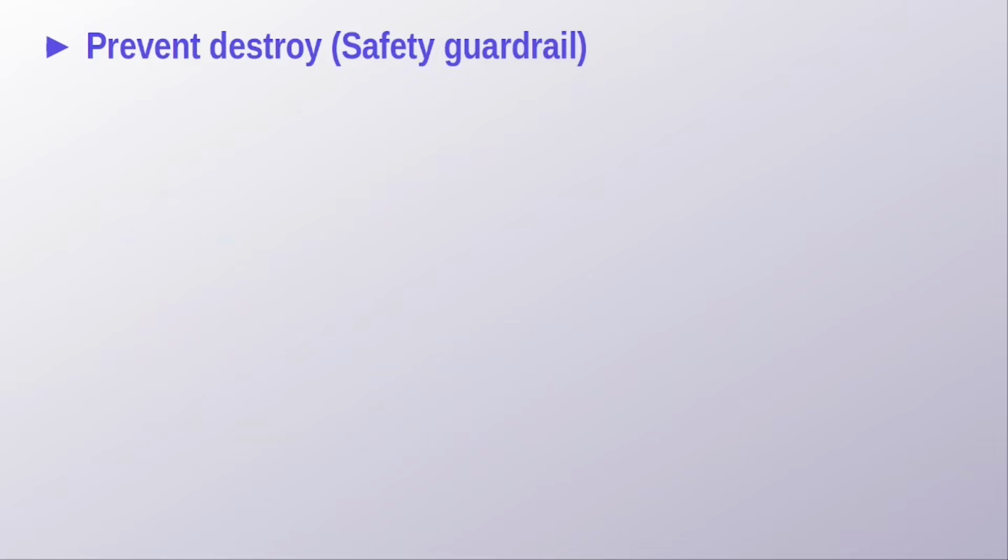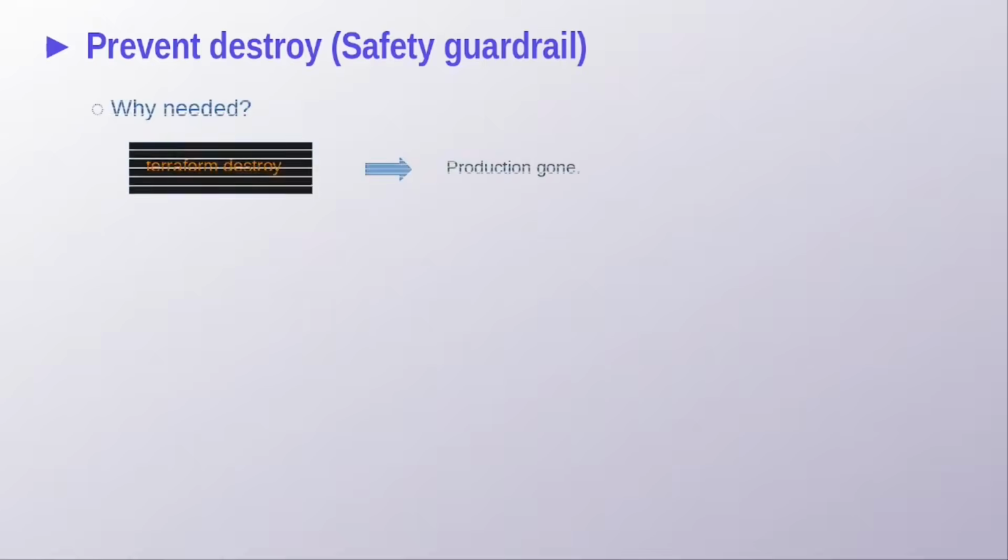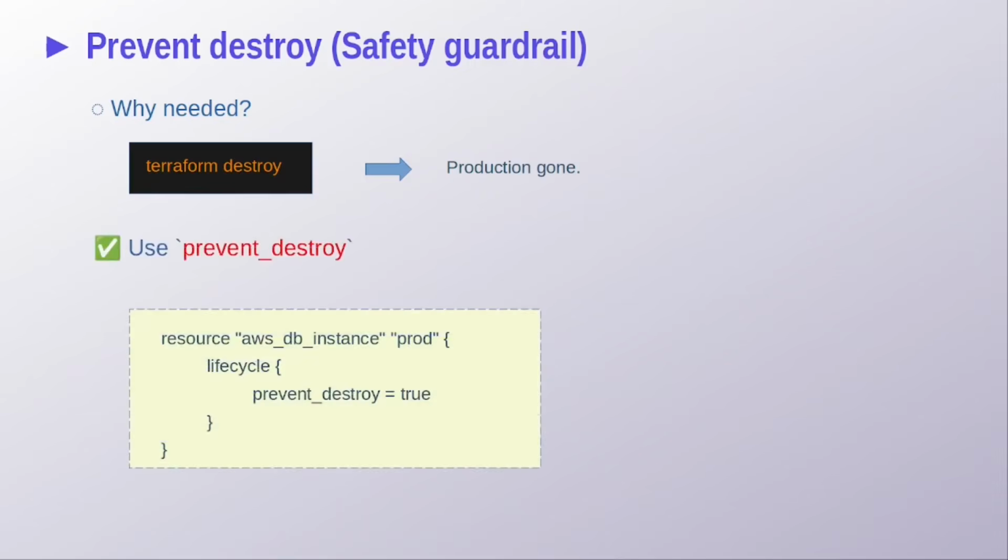Prevent destroy. Why do we need this? Terraform destroy and production is gone. This happens more often than people want to admit. With prevent_destroy, Terraform will refuse to destroy the resource even if it is explicitly told to.